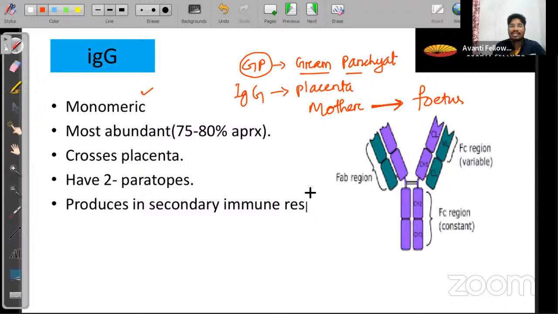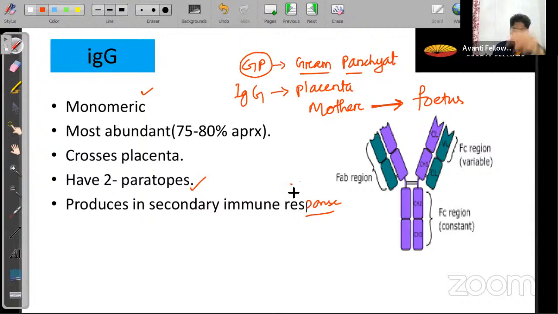Which of the following immunoglobulins crosses the placenta? That is your IgG. It is monomeric in structure, that is why it will have 2 paratopes. It is produced in the secondary immune response. I am going to the next slide directly. Most abundant, and remember two things about IgG: most abundant, and second, it crosses the placenta.